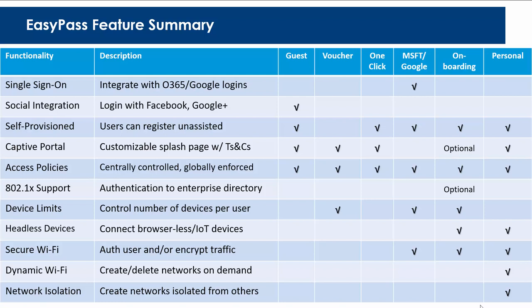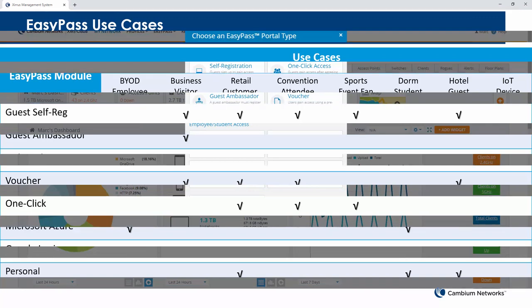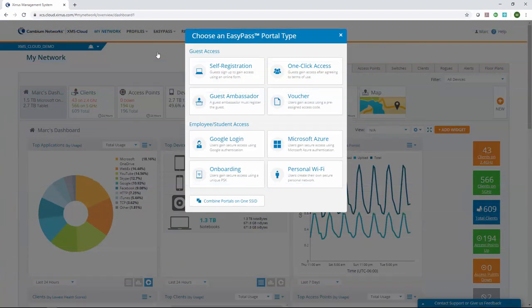You have the option of three different types of guest access portals. There are voucher and onboarding portals, and we have Microsoft Azure and Google login portals. There is even a portal that allows a guest to create their own private secure network. Here are some of the more popular and obvious use cases for EasyPass. We have seen customers get very creative and use these portals in very unique applications. I will quickly create a couple of portals to show you how easy this is.